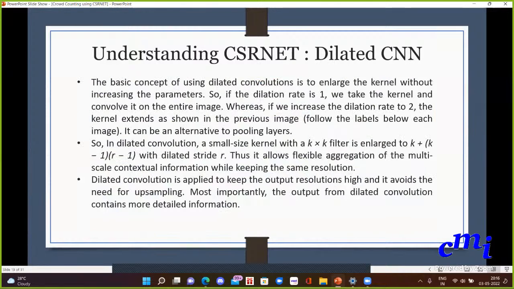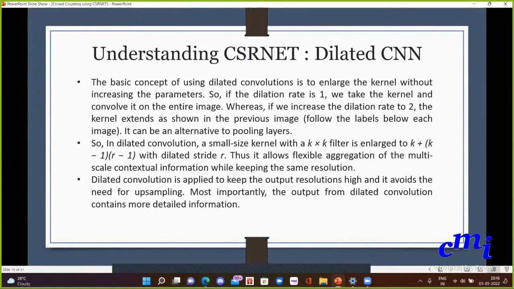So the basic concept of using dilated convolution is to enlarge the kernel without increasing the parameters. If the dilation rate is 1, we take the kernel and convolve it over the entire image, whereas if we increase the dilation rate to 2, the kernel extends, as we have seen in the previous image, and it can be an alternative to pooling layers.